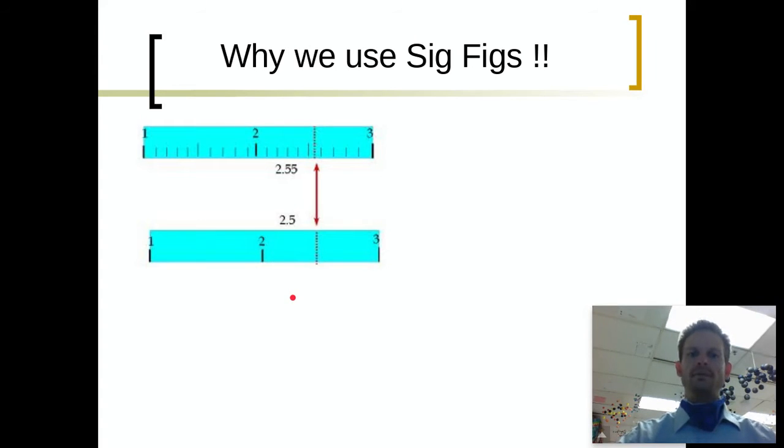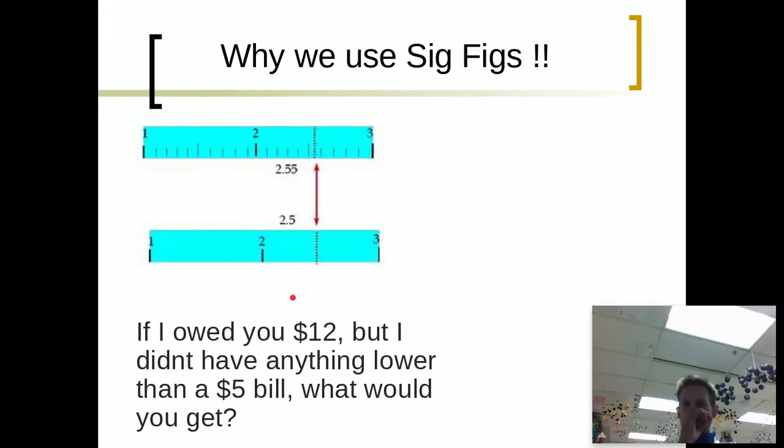So let's take a look at this. This isn't a tool, but it really kind of is. If I owed you $12, but I didn't have anything lower than a $5 bill, what would I give you? If I had 20s, if I had 10s, if I have 50s, if I have hundreds, and I owed you $12 for whatever, a pizza that you brought me, would I give you a 10 or would I give you 15? Those are my only options because my precision goes down to my $5 bill.